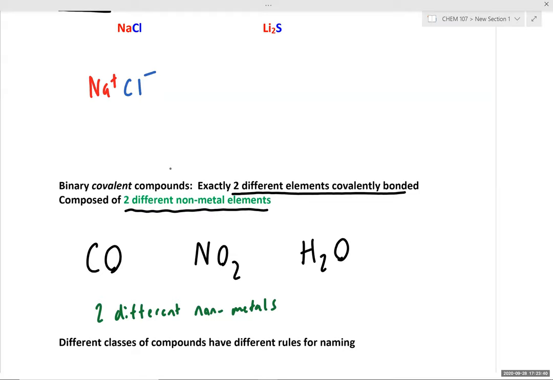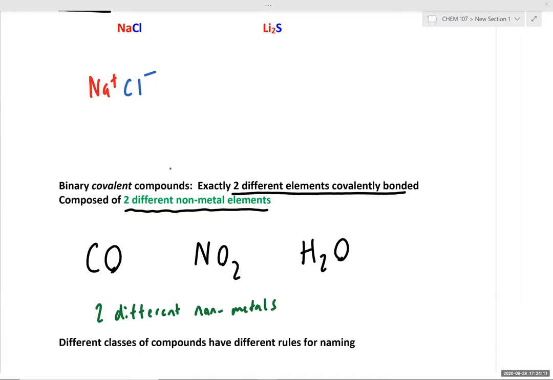The exam will only cover content up to last week, but this content is important because you need it to complete one of the reports due this week, and it will show up prominently on exam number 2, which is the next exam after this one. Any questions on binary compounds, ionic versus covalent?